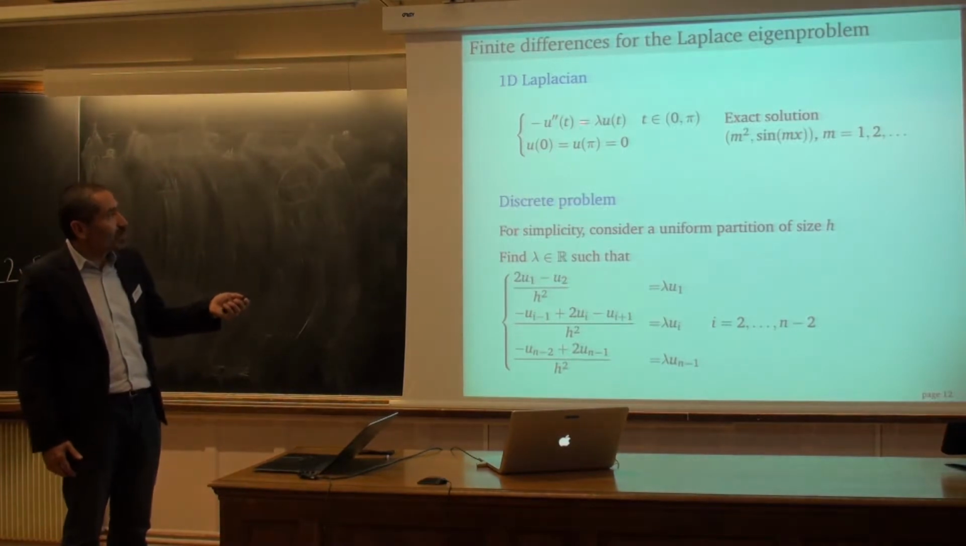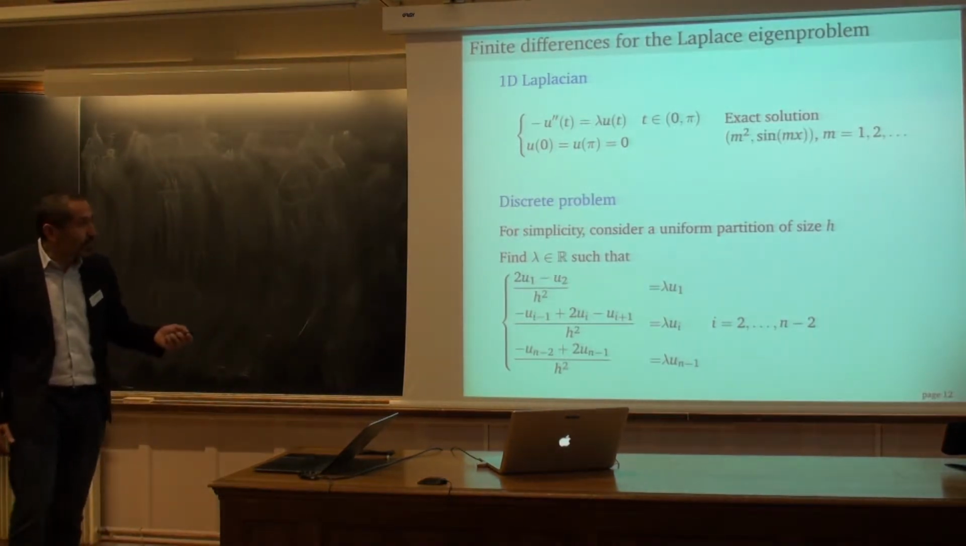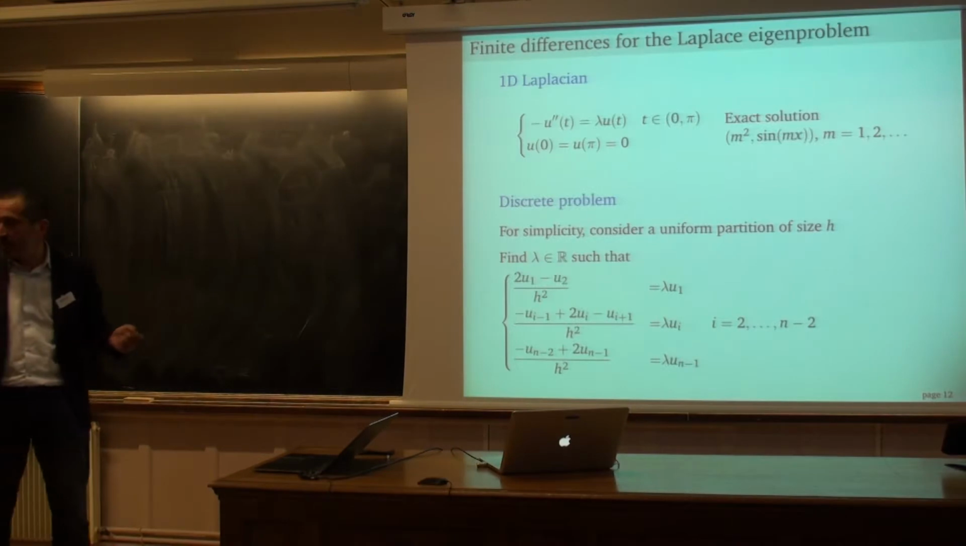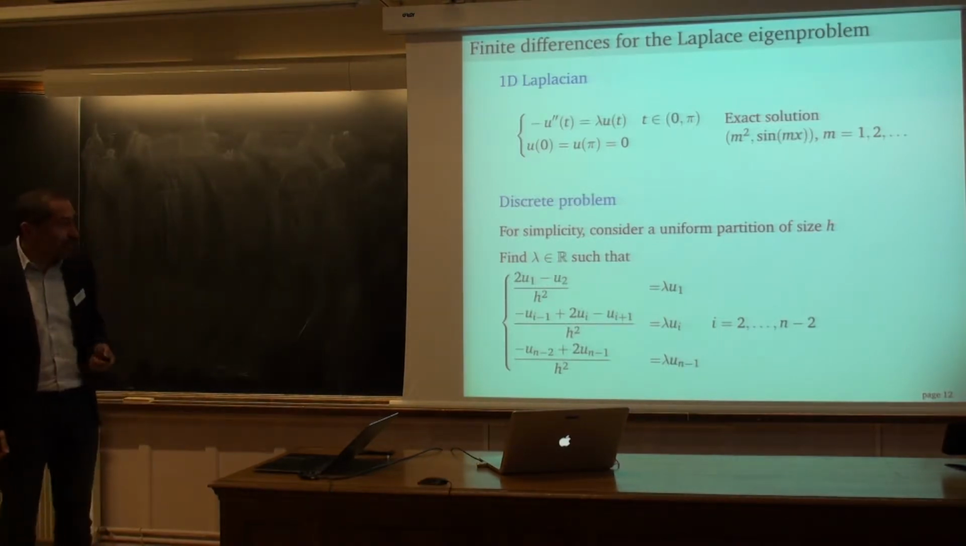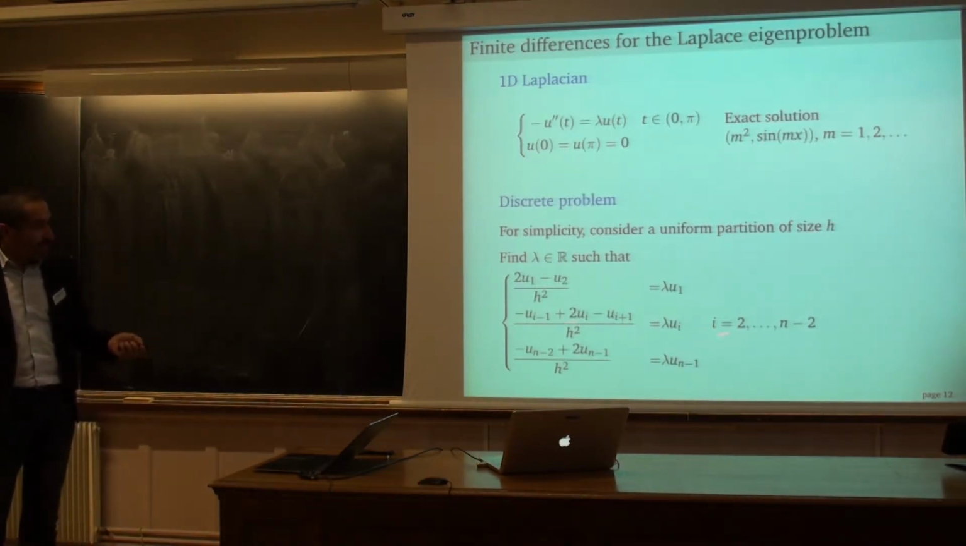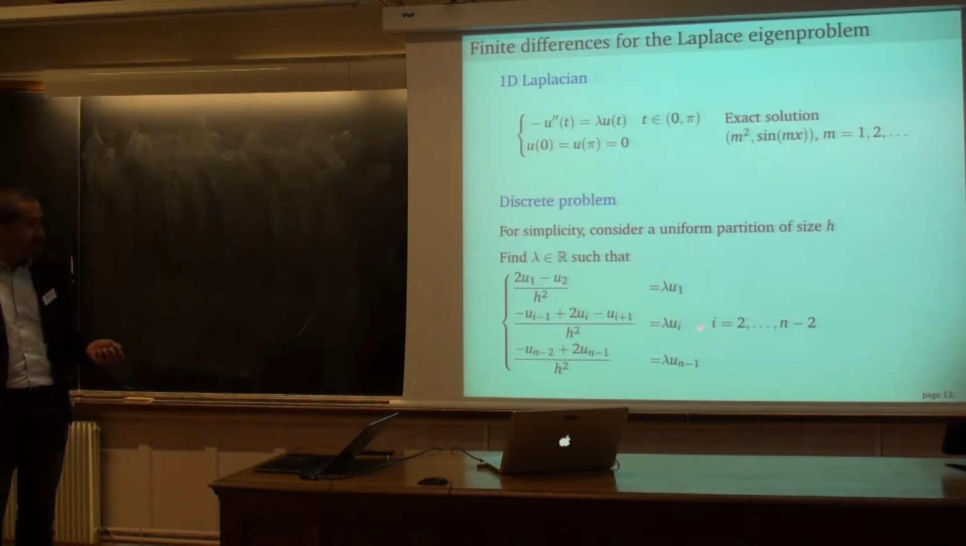What is the discrete problem associated with this one here? So if you take, for simplicity, a uniform partition of the interval 0 to pi of size h, let's look at this general line of our system. You approximate the second derivative by a finite difference. This is the usual 3-point formula for the second derivative. And then you put on the right-hand side lambda u_i. Okay? So for i ranging from 2 to n minus 2, you have this equation.